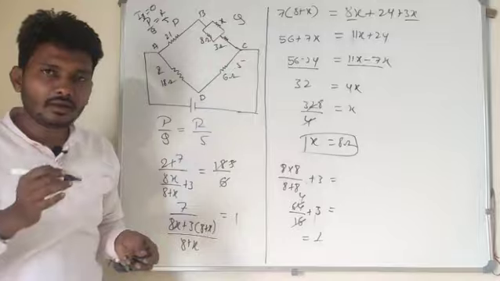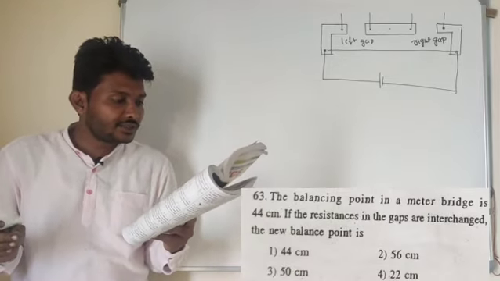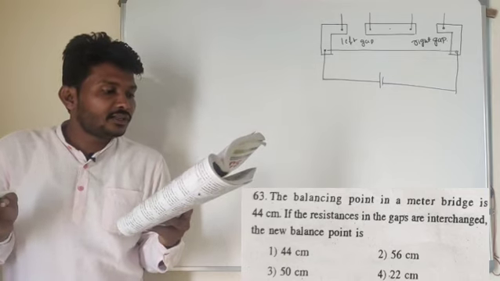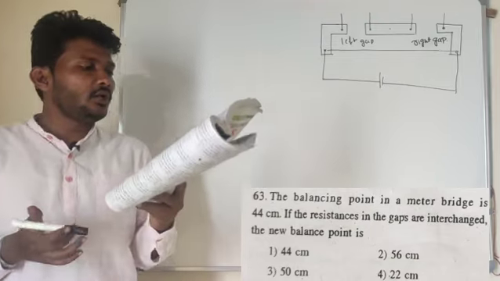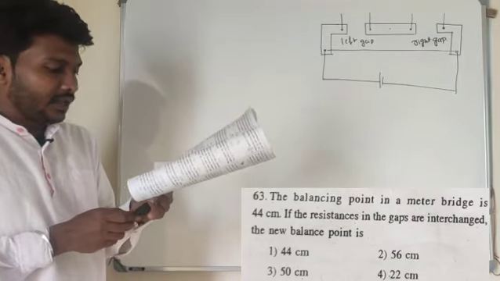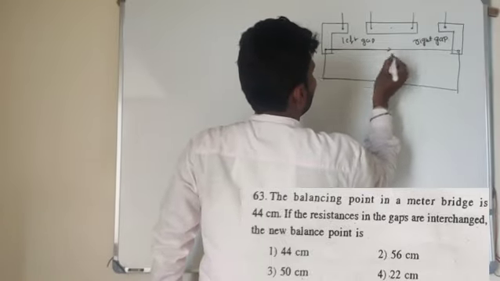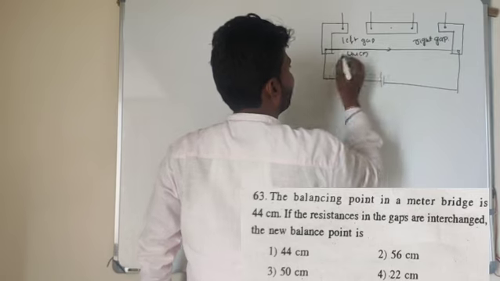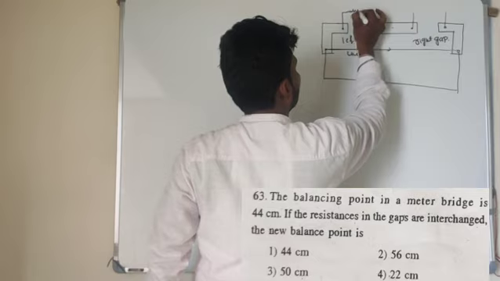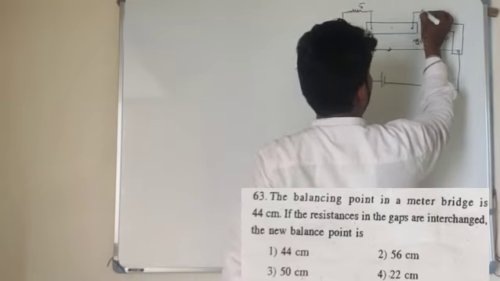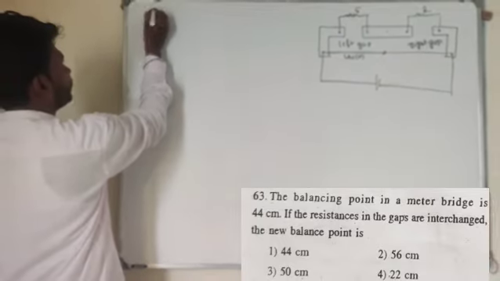We will get it. Solve some questions related to meter bridge experiment. The balancing point in meter bridge is 44 centimeter. If the resistances in the gaps are interchanged, then the new balancing point is? So look at here, balancing point is, look at here. So this is meter bridge. Now that balancing point is 44 centimeter. If I place S here and R here, in that situation I will get that balancing point as 44 centimeter.